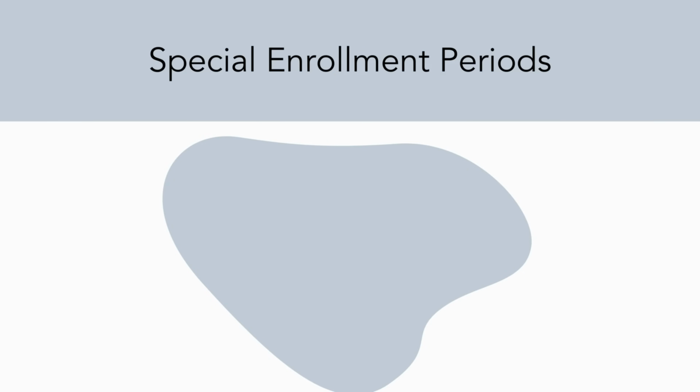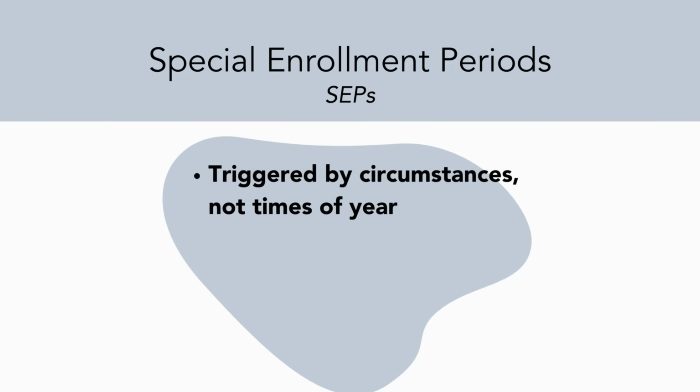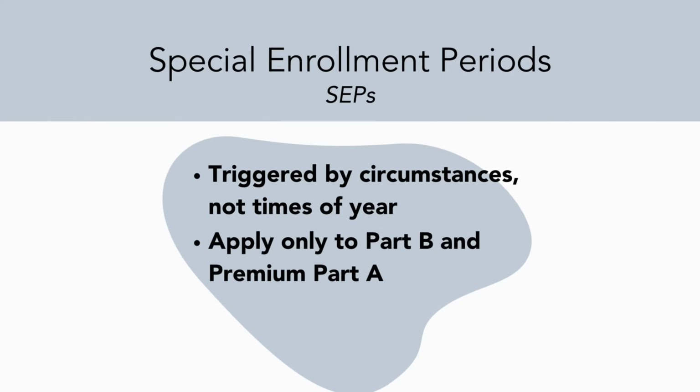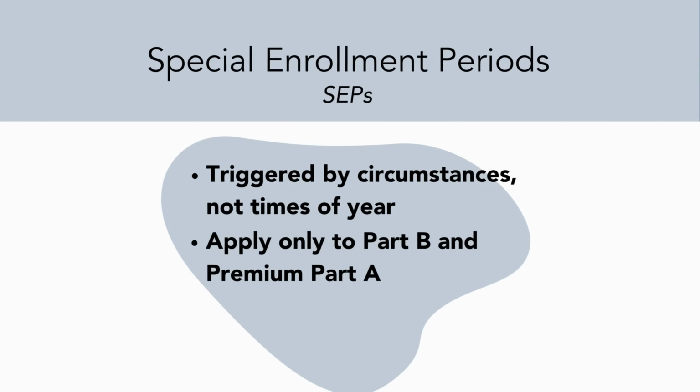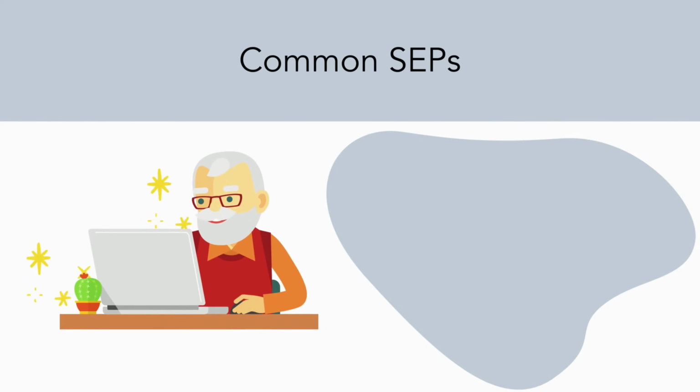The third time someone can enroll in Medicare is during a special enrollment period, or SEP for short. These are periods of time outside normal enrollment periods, typically triggered by specific life circumstances, and not a time of year. Because someone can enroll in Premium-Free Part A at any time, SEPs only apply to Part B and Premium Part A. The most common SEP is used when someone has coverage from a current employer.